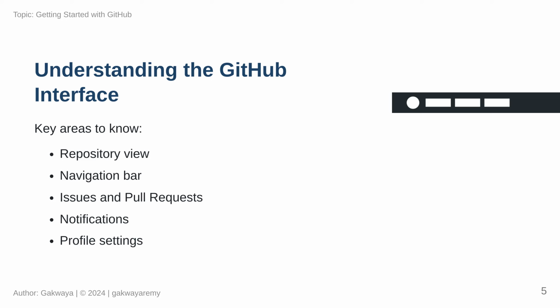Let's explore the GitHub interface together. It might seem overwhelming at first, but each section has a clear purpose. The navigation bar gives you quick access to your repositories, issues, and pull requests. The notifications bell keeps you updated on activity in your repositories. Take time to explore each section, you'll be using them frequently.